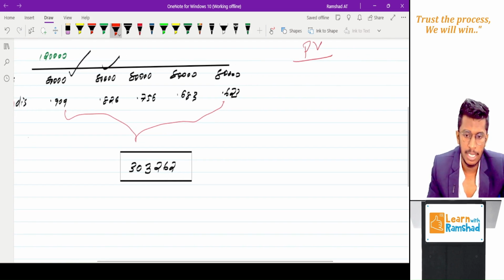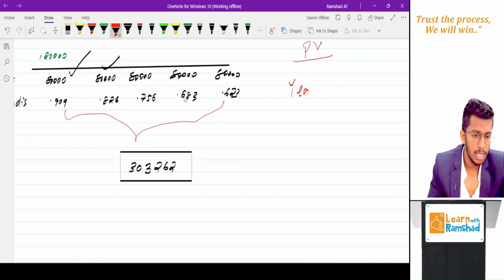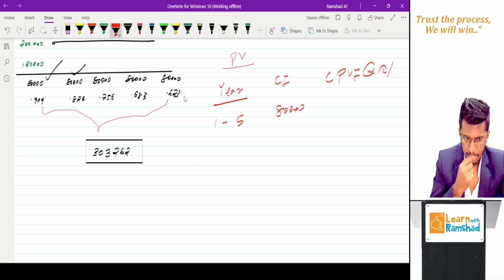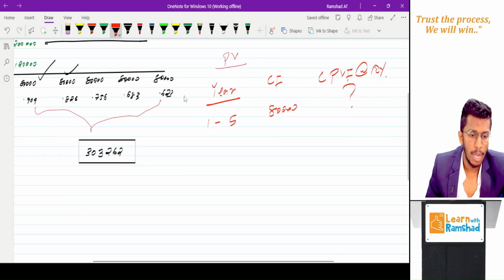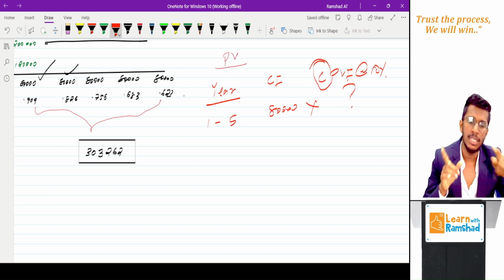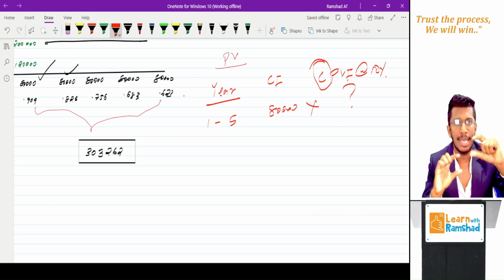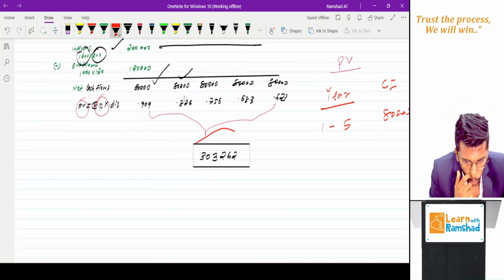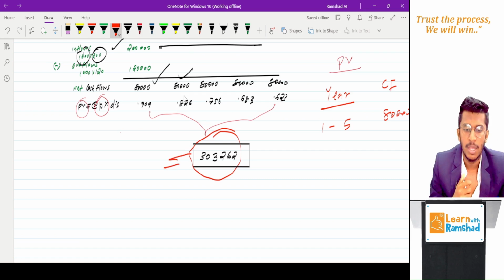Years 1 to 5, cash flow is 80,000, and the cumulative present value factor at the rate of 10%. When you multiply by that cumulative present value factor, you know how we get the cumulative present value? You calculate each year's present value factor, and then you take a grand total. So then we will get a present value. Then this is called value in use.